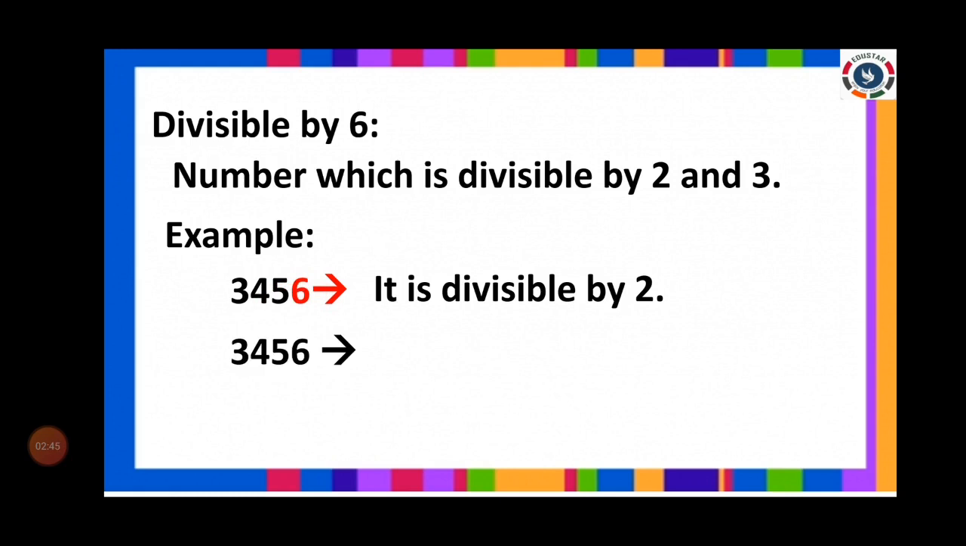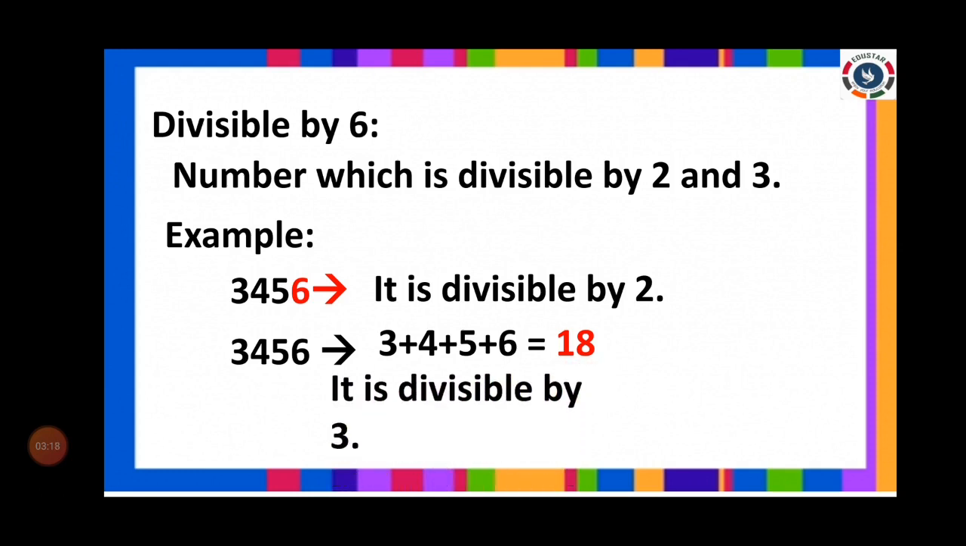For example, 3456, you add all the digits: 3 plus 4 plus 5 plus 6. 3 plus 4 is 7, 7 plus 5 is 12, 12 plus 6 is 18. So it is coming in the 3 table, isn't it? So it is a multiple of 3. 18 is a multiple of 3. So it is divisible by 3. 6 3s are 18. Okay. So it is divisible by 3.